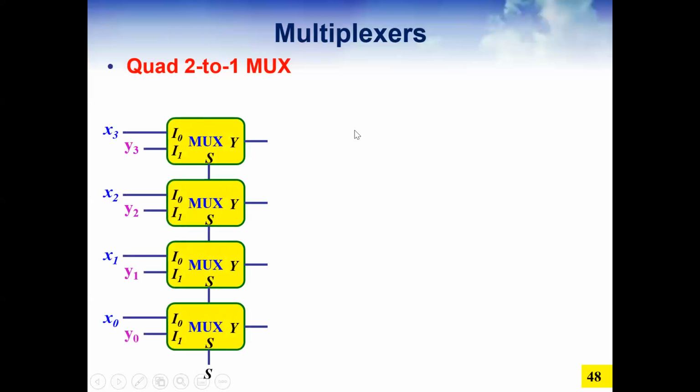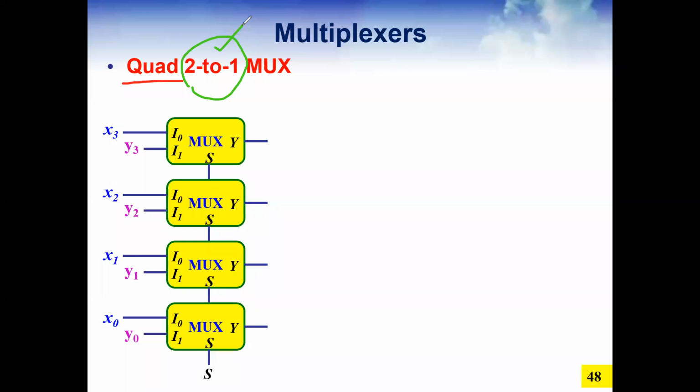Now, guys, one of the other applications of the multiplexer is the quad 2 to 1 mux. Quad, what is the meaning of quad? 4. Correct? So here we are using 2-to-1 multiplexers, but how many are we using? 4. And if we have a 2-to-1 multiplexer, how many selection lines will be there?